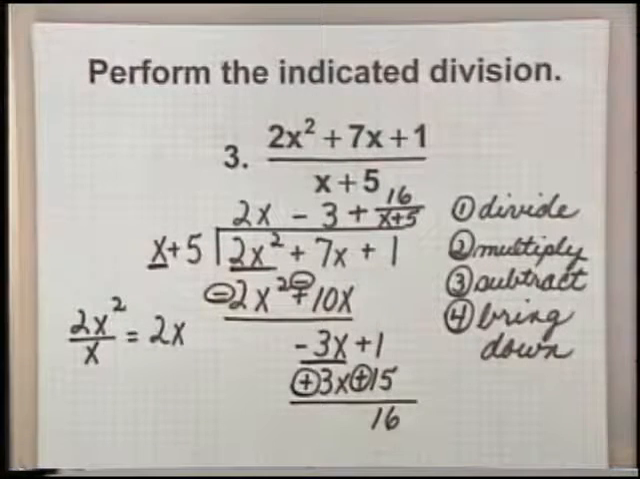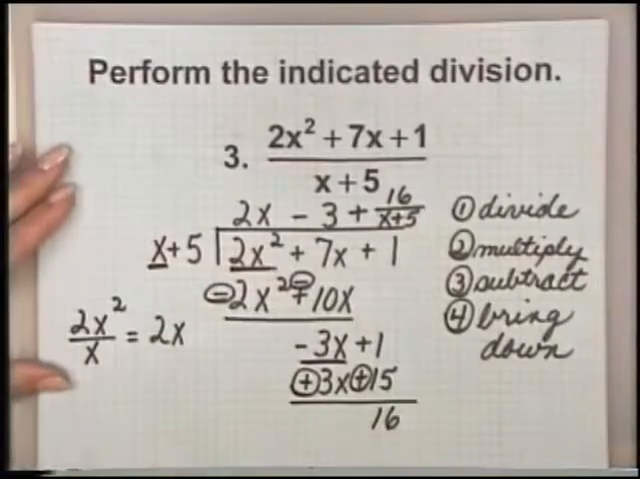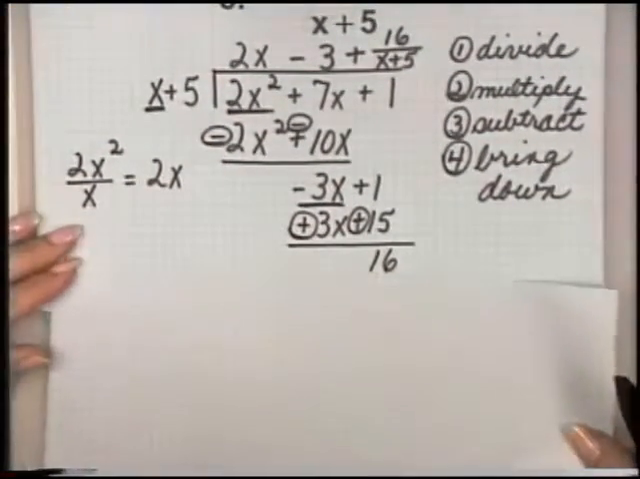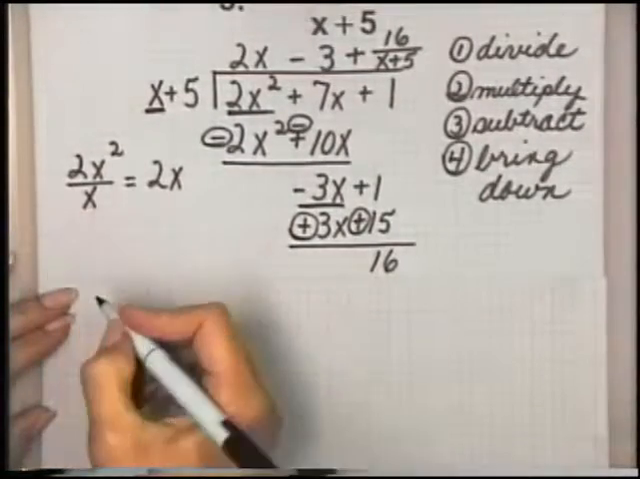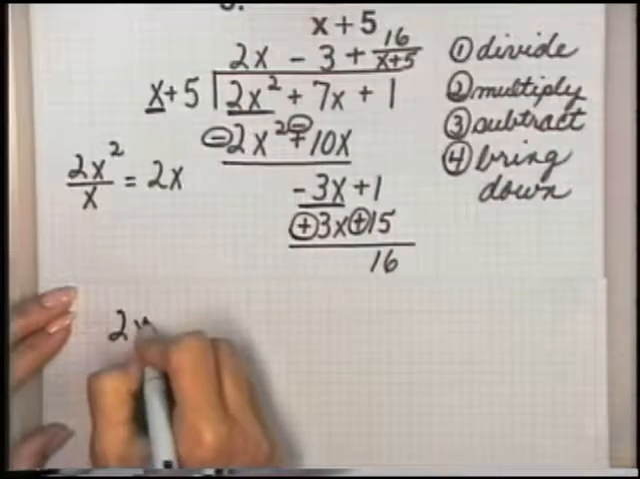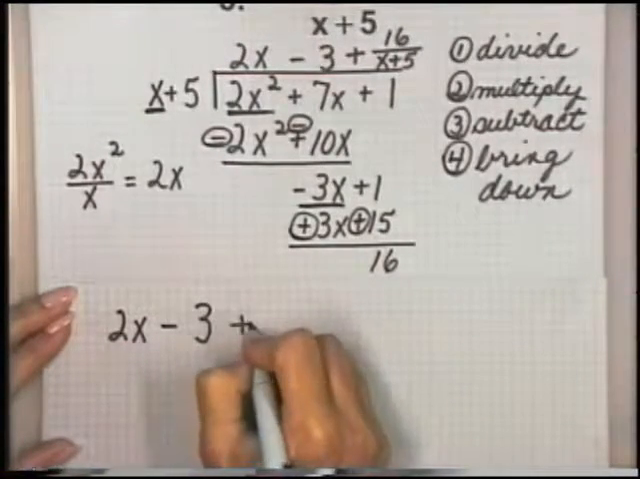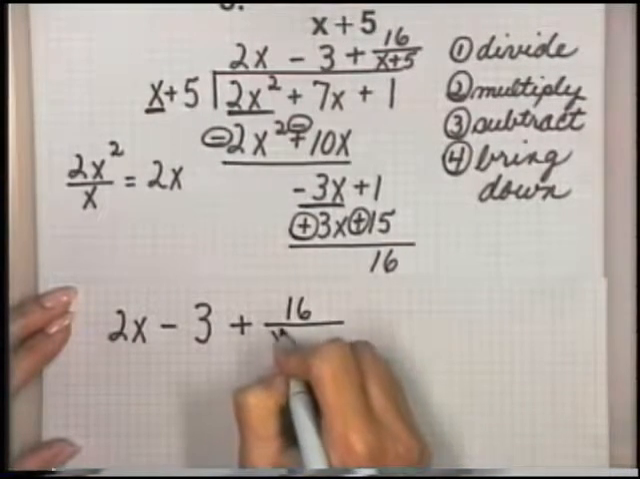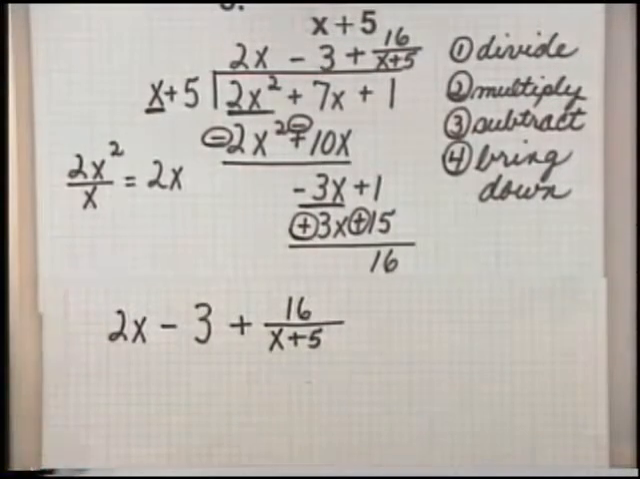Now I want us to look at this answer, and then I would like for us to check this problem. Let's rewrite this answer just a little bit neater. We have as our answer here 2x minus 3 plus 16 over x plus 5. That is our answer or quotient for this problem.